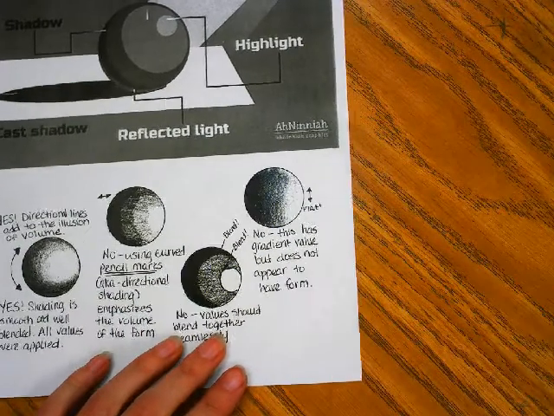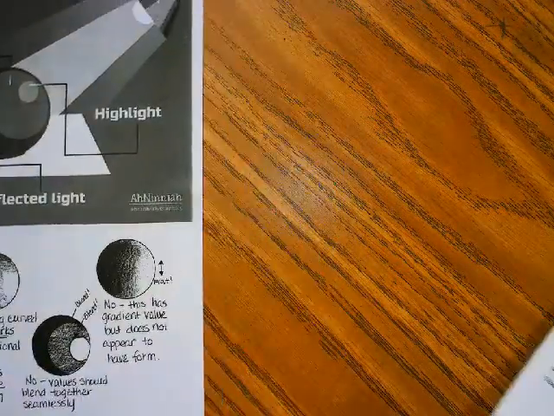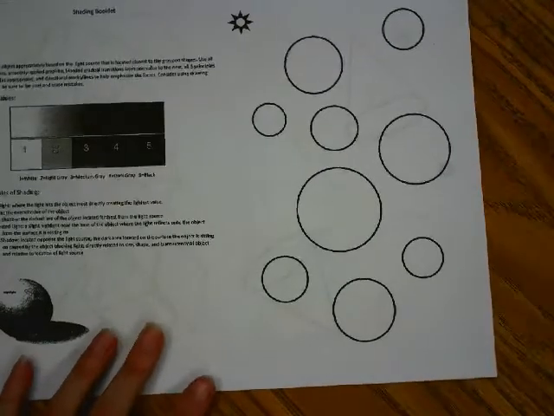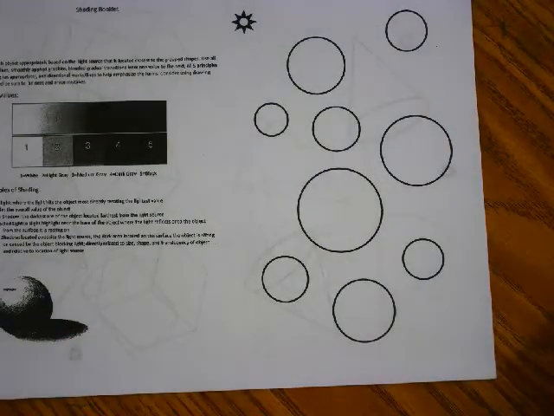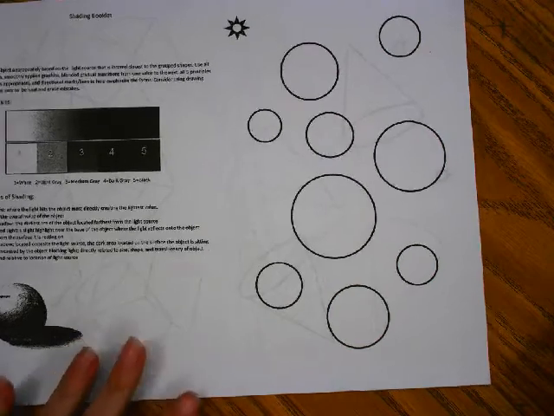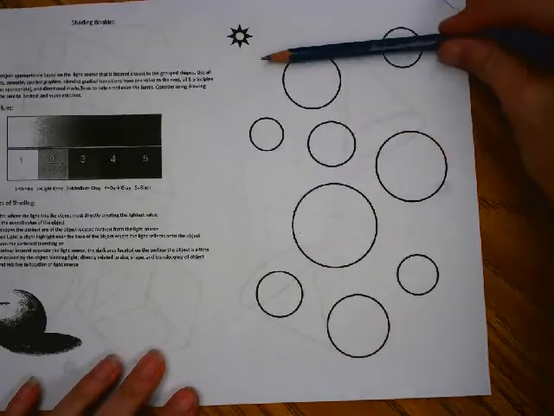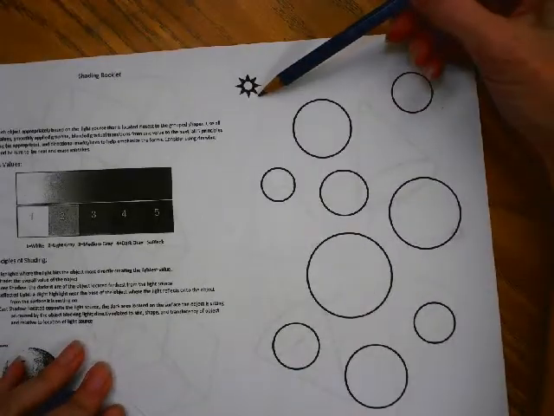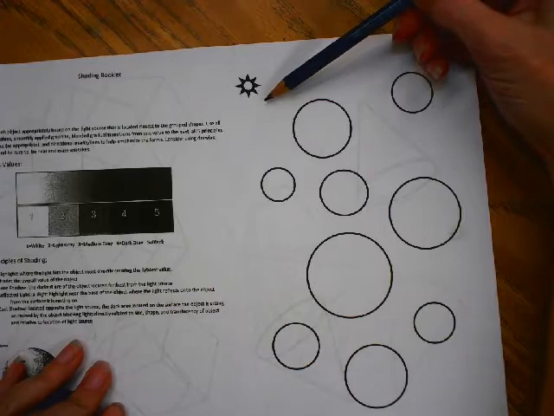So when we work on our value scale, or not value scales, I'm sorry, your shading booklet, which is our next assignment, I want you to really take your time and do a good job on it. We have lots of practice with spheres. We have a light source here that you're going to use to determine where your lights and your shadows should be.